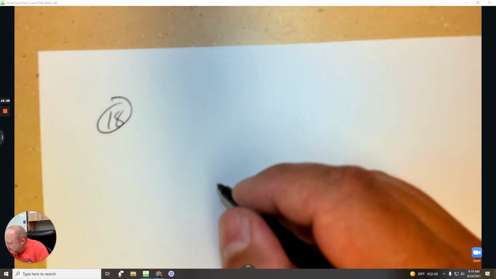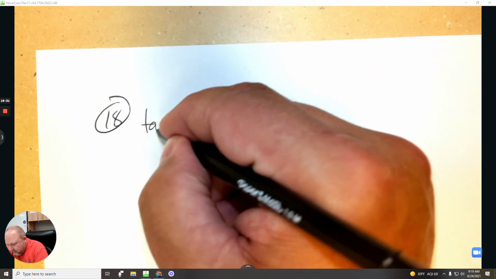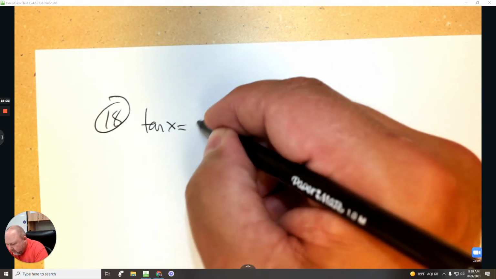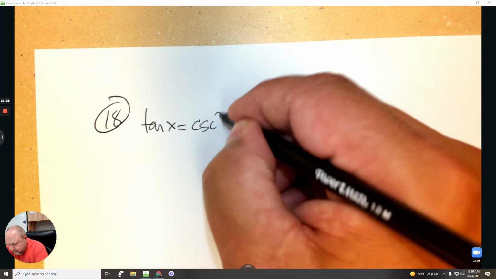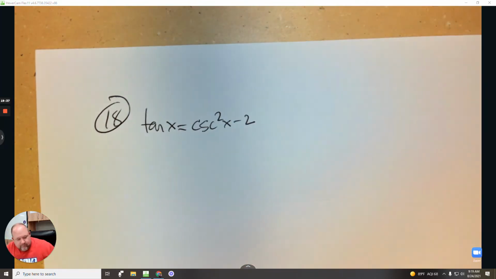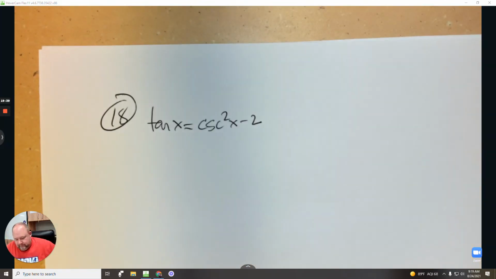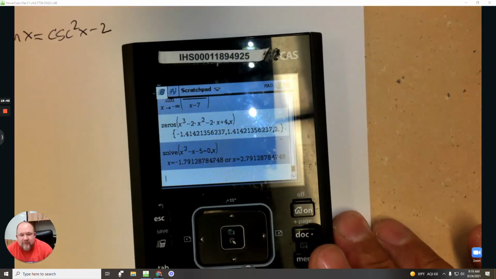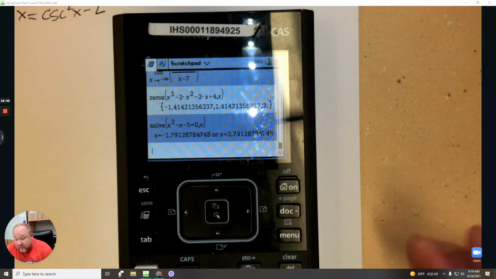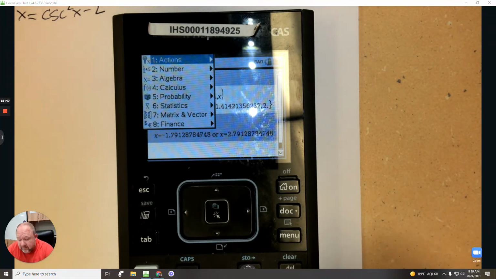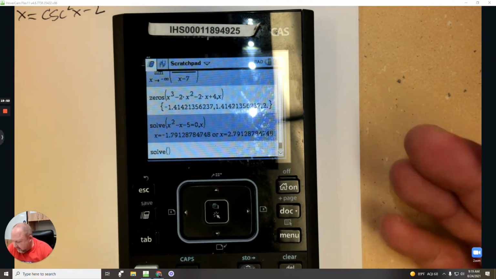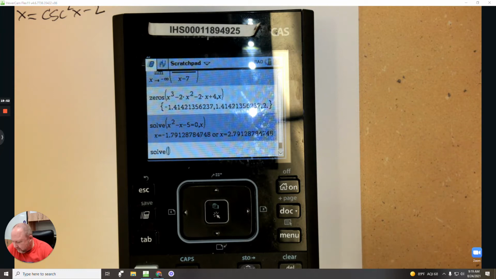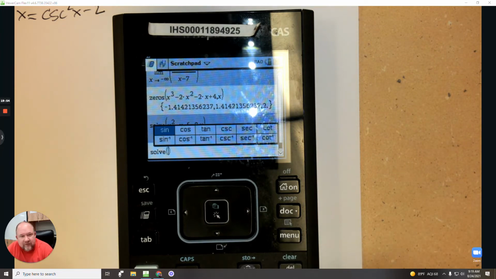Number 18, use a calculator. So if I want to use a calculator to solve this equation, let me do that with you. I need to remember how to put a domain restriction in. So the first part's easy. Menu algebra, we're going to solve it. So then we're going to type it in. So that part is simple. Now let's see if I do it right the first time. So this is tangent x.